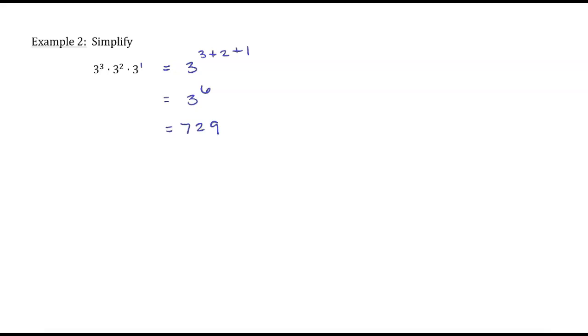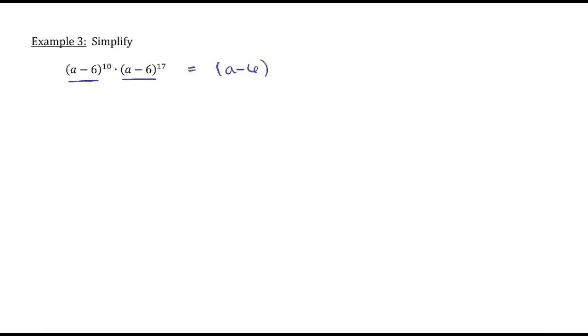Let's keep moving. In example 3, we're again going to simplify. Notice that I have two terms with the same base. This time, instead of the base being a single variable, I have the base of a minus 6. The product rule still applies. This is equal to the base, a minus 6, raised to the exponent, the sum of the two exponents, 10 plus 17. So this simplifies to a minus 6 raised to an exponent of 27.